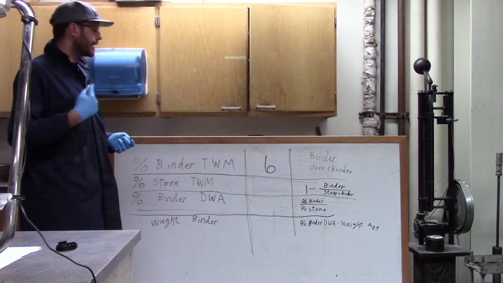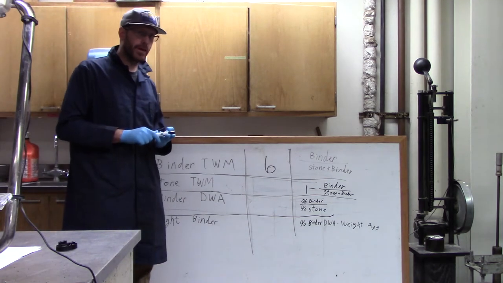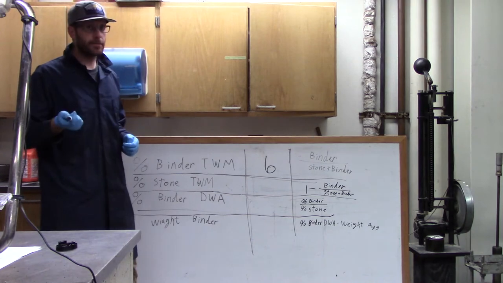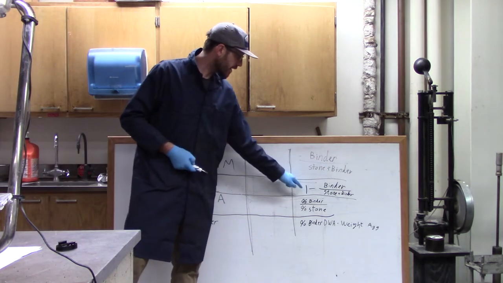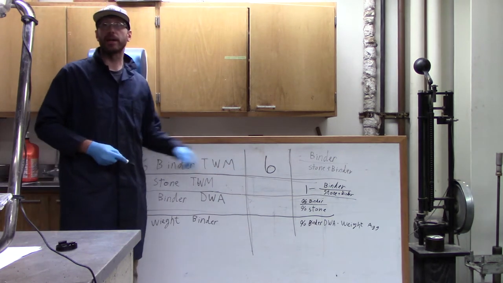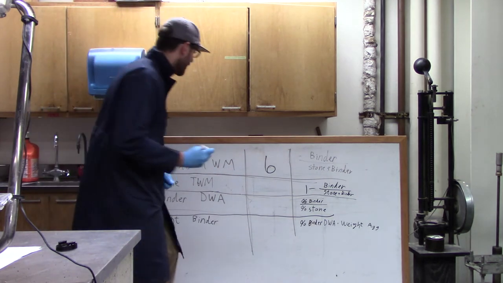So if we only have those two things in the mixture, the rest of it's going to have to be the stone. So we're going to calculate the amount of stone we have using this equation here. That's going to be 1 minus our percent binder by total weight of mix. Going to be 94%.